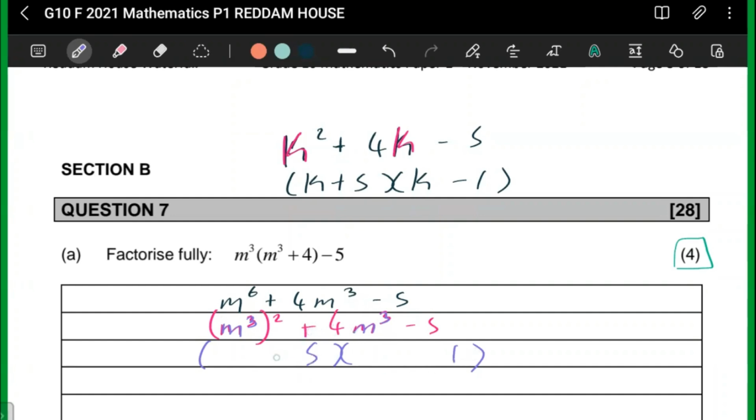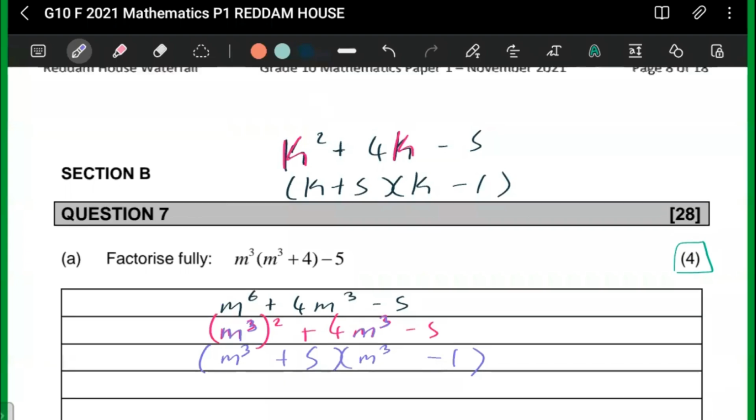To get a plus 4, you have to say plus 5 and minus 1. Whatever this is, you put that there. Whatever this is also. And whatever this m to the power of 3 is, you put that there and you put it over there also. And then you would have factorized. You see, this is a 4-mark question. So the K method is powerful.